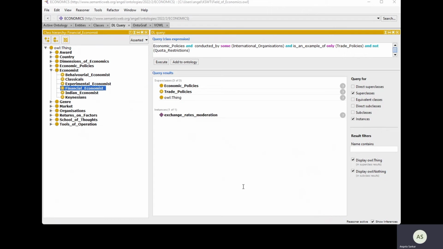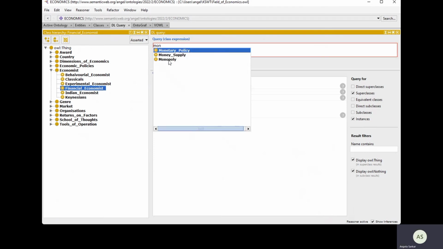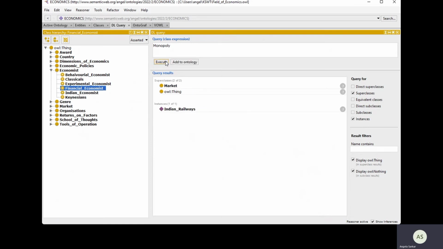I'll give another example. For example, name a monopolist which acts as a producer and which sells only Indian Railways. So the answer, let's see what it is coming. So let's find out who are the monopolists first, for your easier reference. The monopolies over here. Monopoly. The instances, Indian Railway is a kind of monopoly.